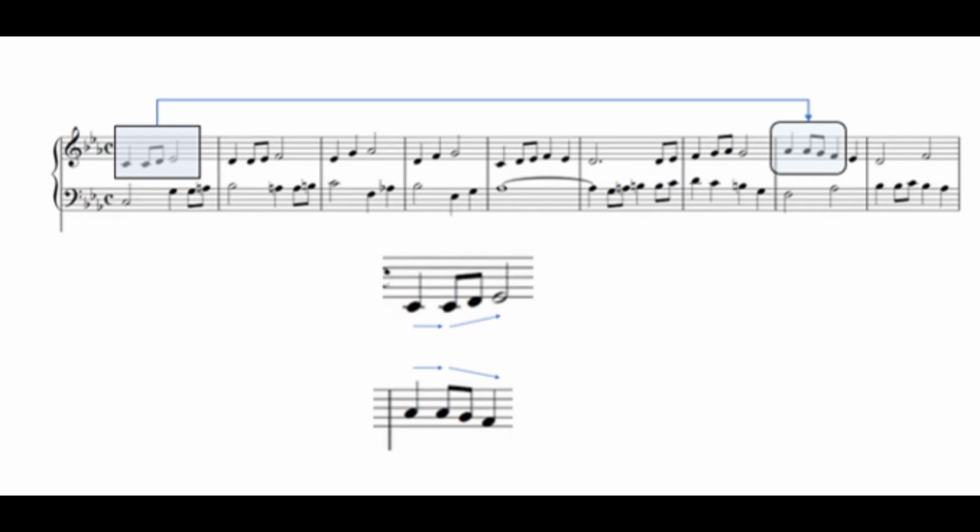So looking at the score, that's 1, 2, 3, 4, 5, 6, 7, 8. So bar 8 is a melodic inversion of bar 1, but you wouldn't be expected to pick that out, because that's obviously quite complex and hard to hear.